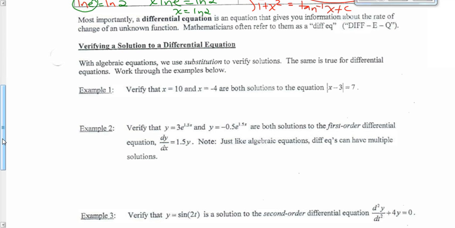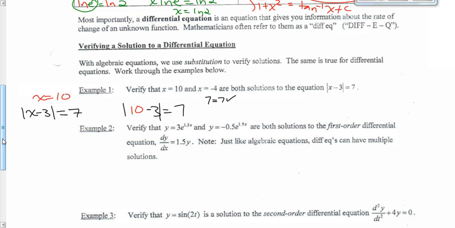So the first one is algebraic. So let's start by looking at x is equal to 10. And what I want to know is, is that really a solution to the absolute value of x minus 3 equals 7? So to do that, I'm going to replace the x with 10. So the absolute value of 10 minus 3 equals 7. And the absolute value of 10 minus 3 is 7. And so the absolute value of 7 is 7, and 7 is equal to 7. So I've just verified that x equals 10 is a solution.